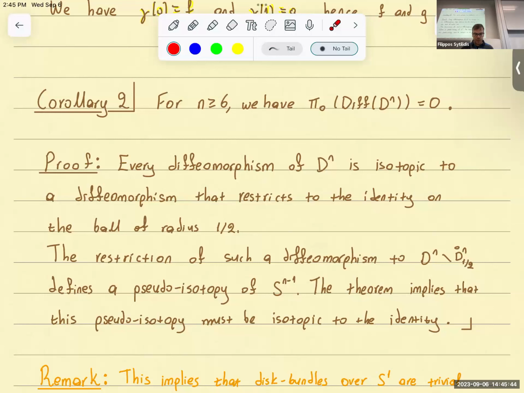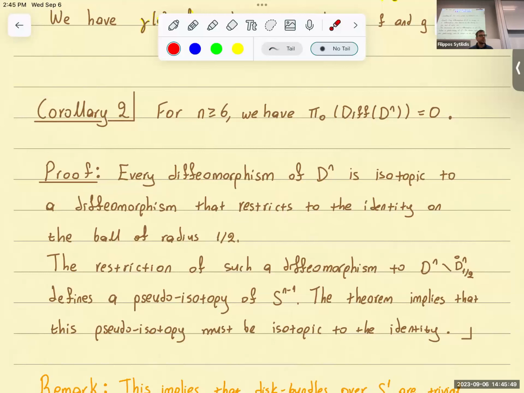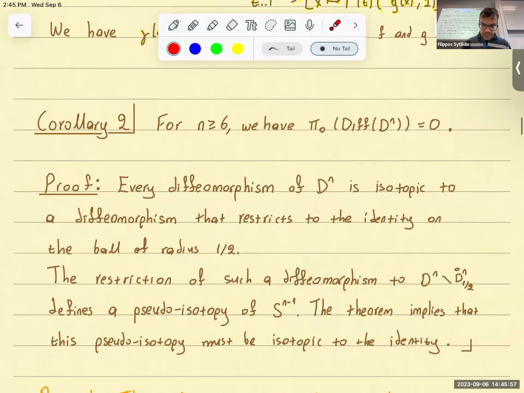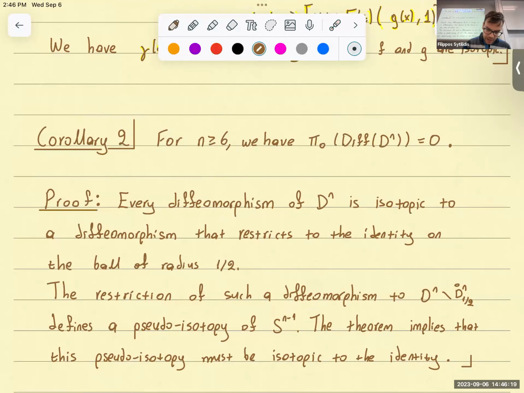Okay, so I just wanted to give an application. There are more applications, but here's one that I quite like, and it's fairly easy to see. The pseudo-isotopy theorem of Cerf implies that in dimensions greater than or equal to 6, the diffeomorphism group of the n-disk is going to be connected. So let's try to prove that. It's quite fun.